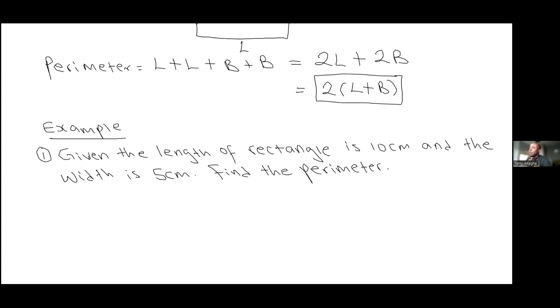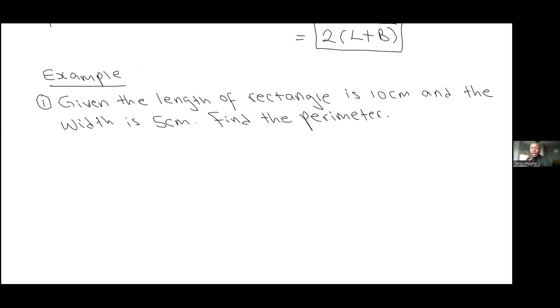So basically, sometimes in some of the questions you might be asked to draw, sometimes you might not be asked to draw, you can just go straight and solve it. But because I'm teaching a large audience, I'm going to do it like this. So we have this shape. We're told the length is 10 centimeter and the breadth or the width is 5 centimeter. So how do you now find the perimeter?